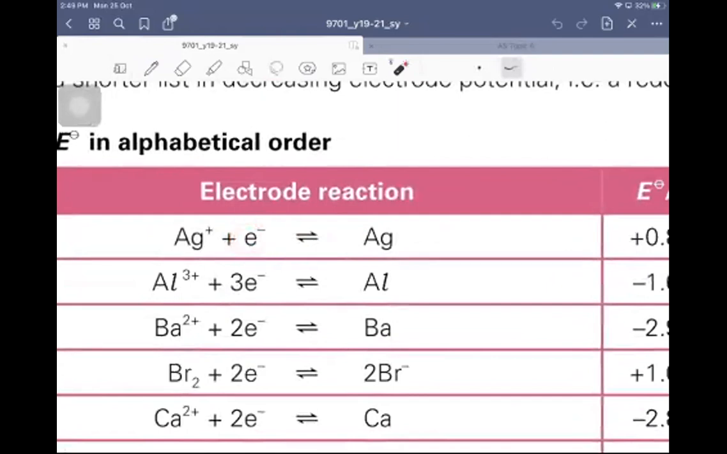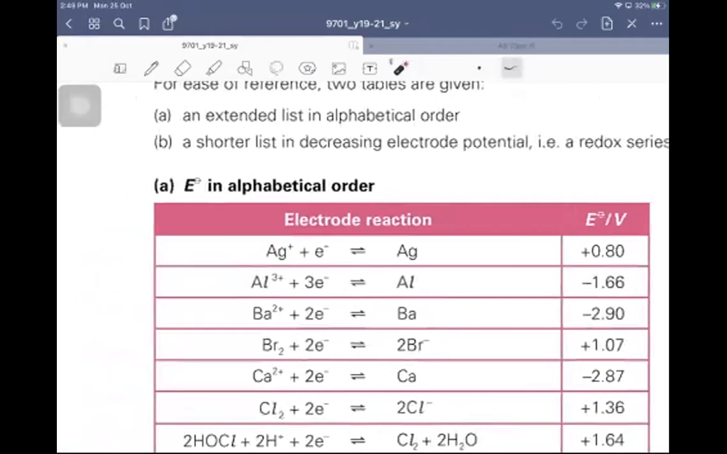If you want to write down the oxidation reaction, you start from the right to the left. That means you take the backward reaction. So here you can see that silver will be oxidized into silver plus. In the process, it loses electrons.